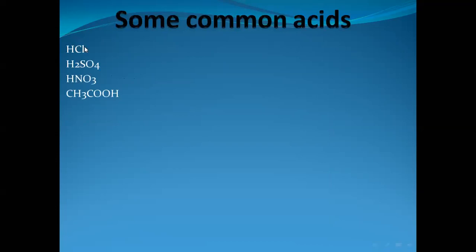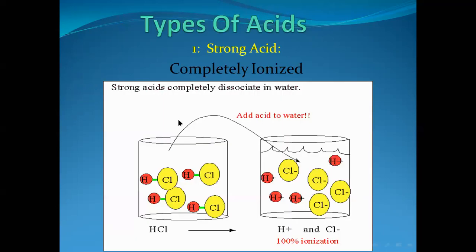Here I have different examples of acid: HCl, hydrochloric acid, H2SO4, sulfuric acid, HNO3, nitric acid, CH3COOH, acetic acid. You will notice I have H in H2SO4, also in HNO3, and even here I have H. So these compounds are acids. I have two different types of acid. Number one, strong acid.